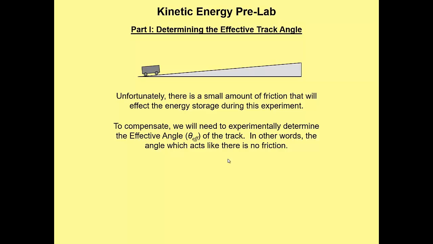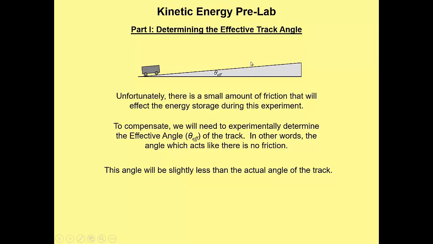So if we let the cart go and it accelerates down the hill, it's the angle that would give you the same acceleration that the cart actually has in real life if there was no friction. Then we're going to assume there's no friction and do an energy problem and use that angle. It'll be an angle that's a little bit smaller than the actual angle of the track, right?